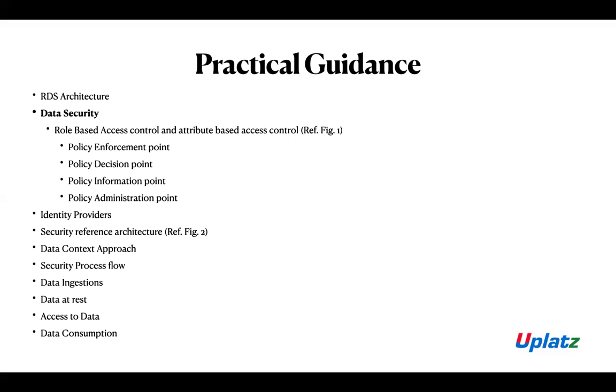So, unified data security architectures. The first one is role-based access control and attribute-based access control. The recommended approach for implementing data security is to incorporate security requirements into the architecture from the start.